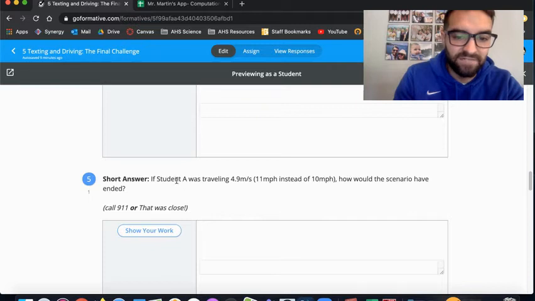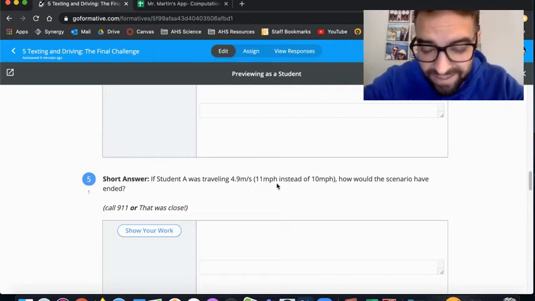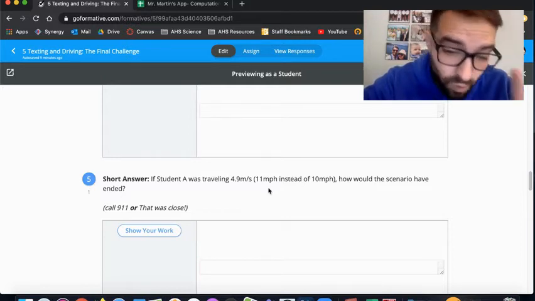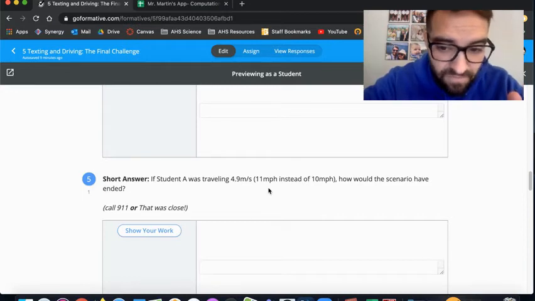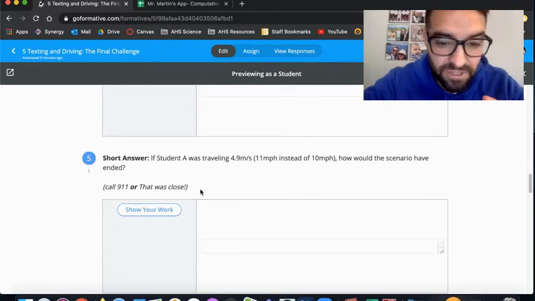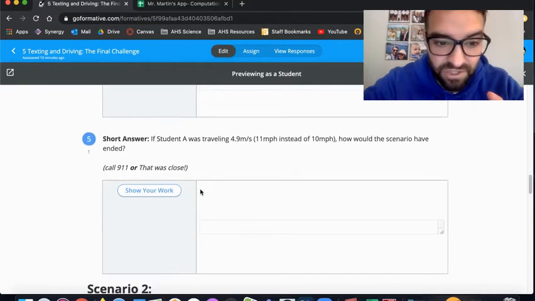Next scenario, if student A was traveling 4.9 meters per second, so that is 11 miles per hour instead of 10 miles per hour. So again, the question is asking, if student A was driving just 1 mile per hour faster, how would the scenario have ended? Okay, would it end the same or would it end different? And again, you can answer by just saying call 911 or that was close. And I would encourage you to use your numbers to support your claim.